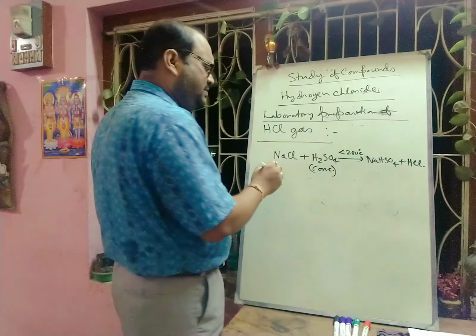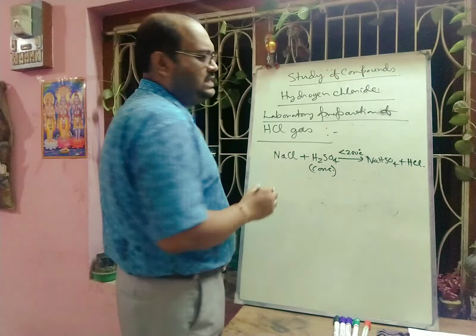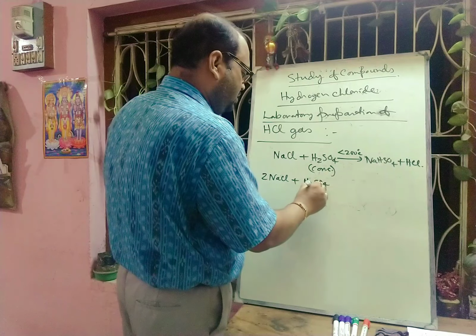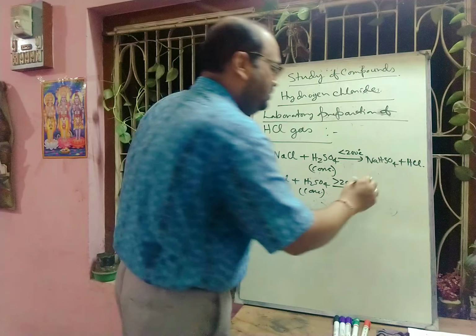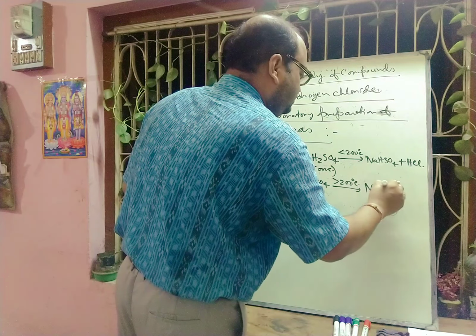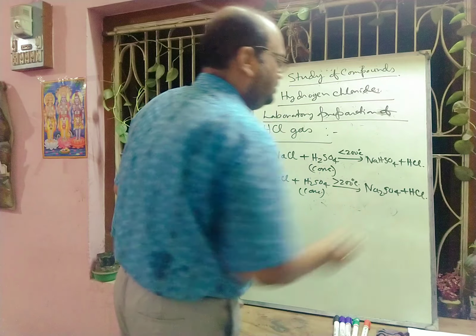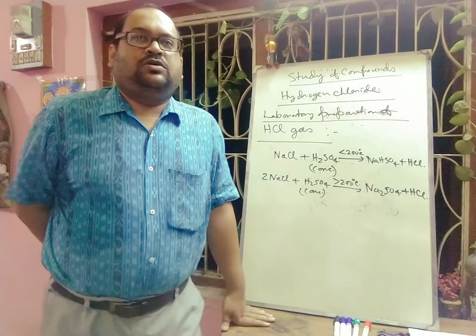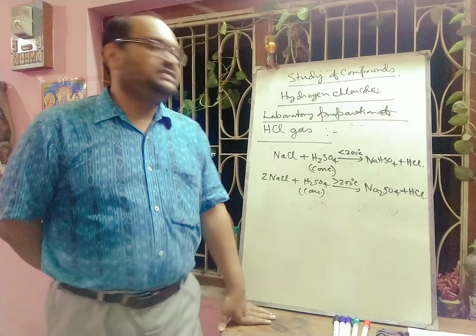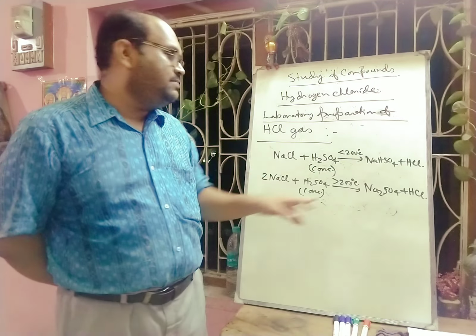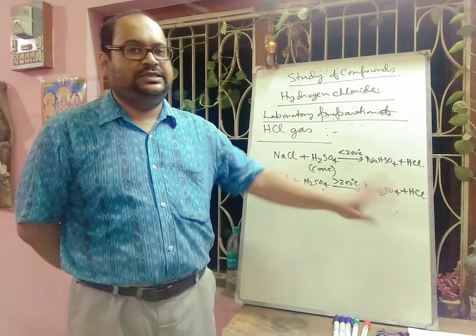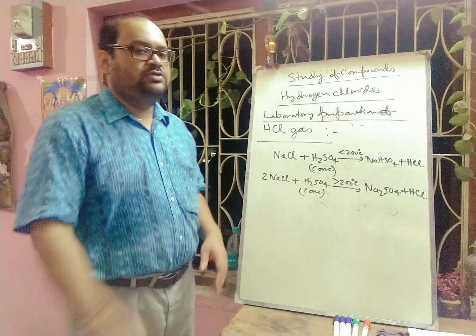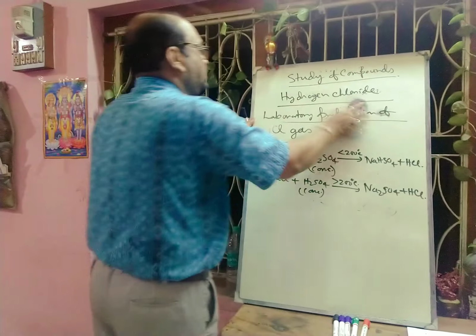And another possibility is there. If we take twice NaCl and H2SO4 concentrated, and if the temperature is greater than 200 degrees centigrade, then there will be formation of sodium sulfate plus HCl gas. Okay. So here the products are NaHSO4 and HCl gas in the first case, and when the temperature is greater than 200 degrees centigrade, then it is sodium sulfate and HCl gas. Okay. Now we should know the apparatus setup. Then we will draw the diagram.